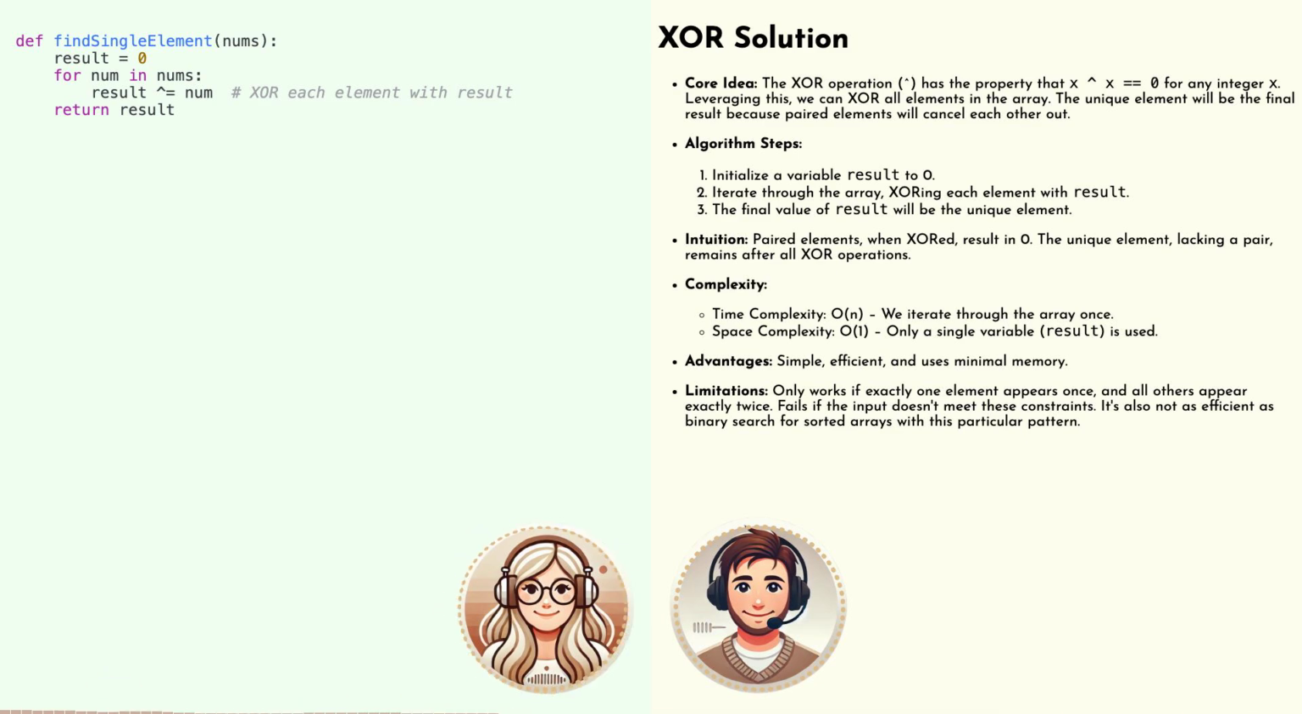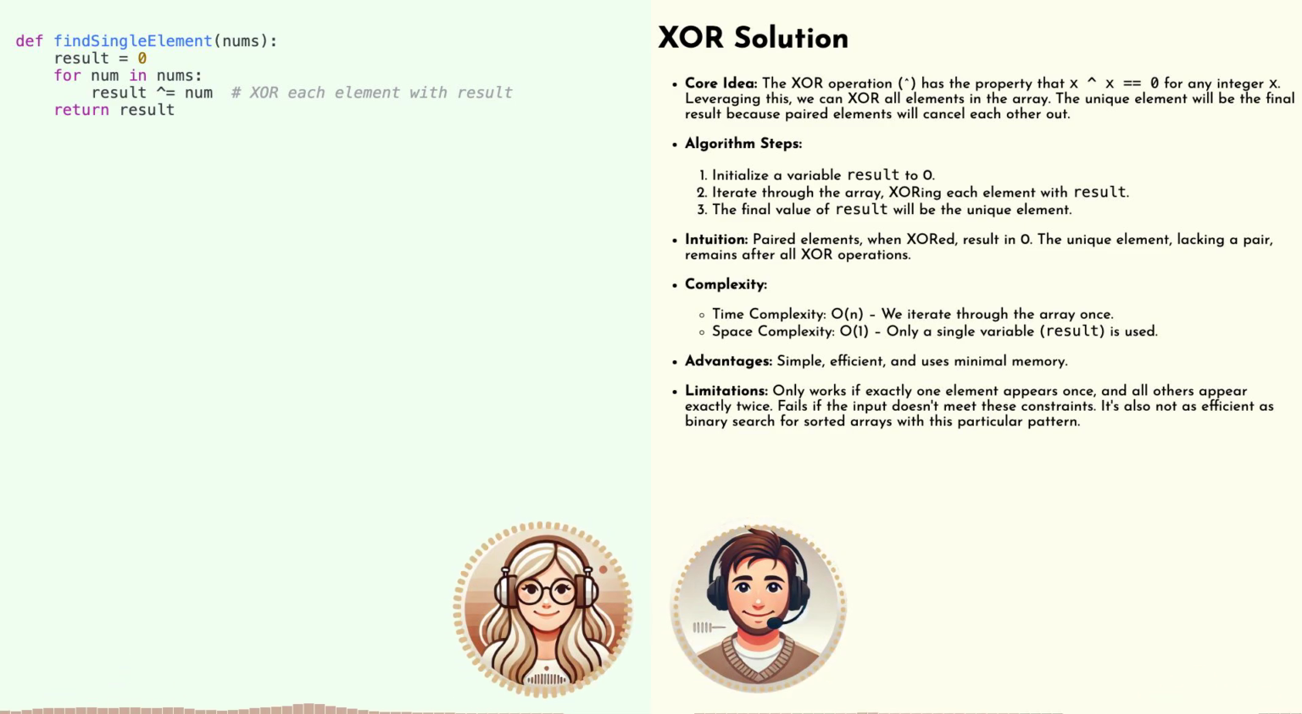So let's go back to our example array. 1, 1, 4, 4, 5, 5, 6, 6, 8, 9, 9. Let's pretend we're walking through the array and XORing each element into a variable called, say, result. Okay, so result starts as 0. Right. And we take the first element, 1, and XOR it with result. So 1 XOR 0 is 1. So now result is 1.